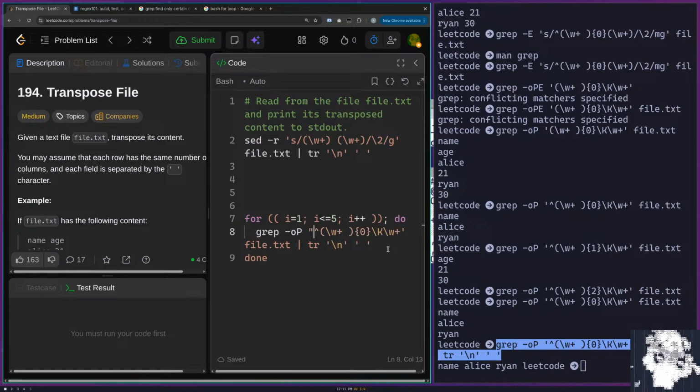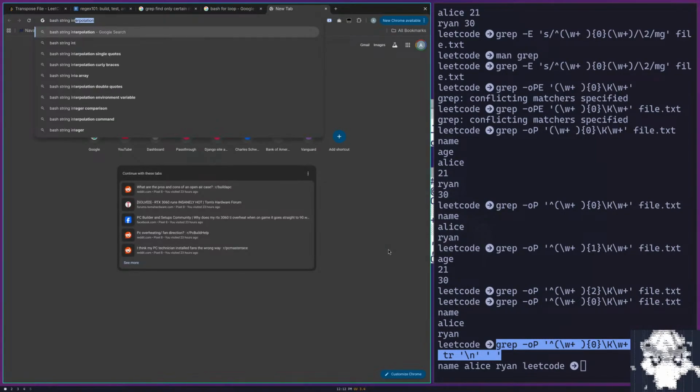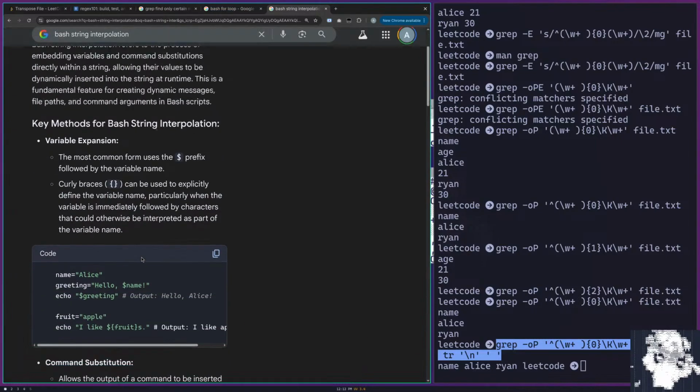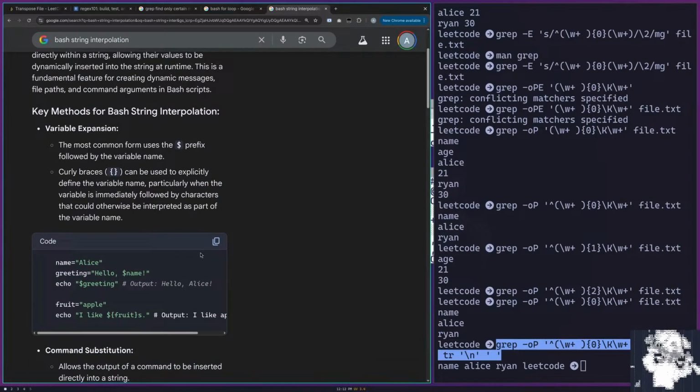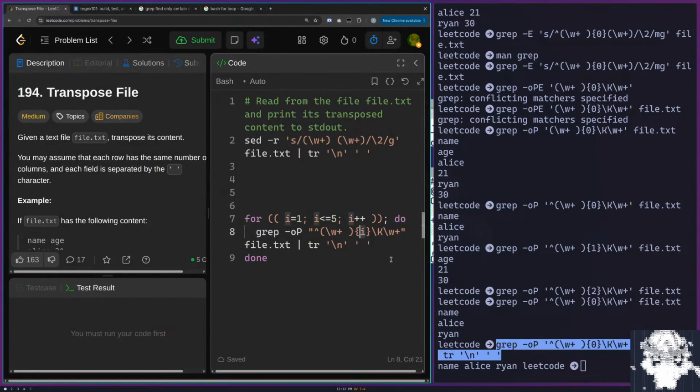So if I put double quoted things here, and then I put an I. How do you escape, or how do you interpolate, bash string interpolation with the $ sign? Okay.